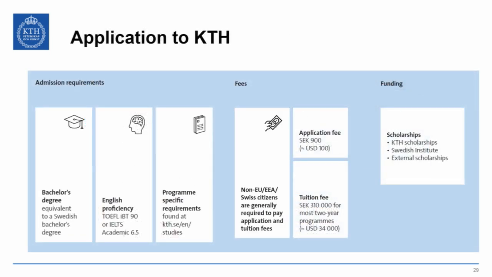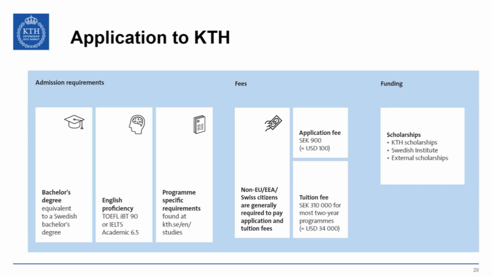So when you prepare your applications for KTH, make sure, first of all, that you fulfill the admission requirements. They are summarized on the slide over here. You need a bachelor's degree or equivalent to a Swedish bachelor's degree. You need English proficiency. And you need program-specific requirements. And they, of course, vary between the different programs that you're interested in. So read them carefully and make sure that you describe your background and your skills as good as possible to make life easy for the ones evaluating your application, because that is something that will serve you well.